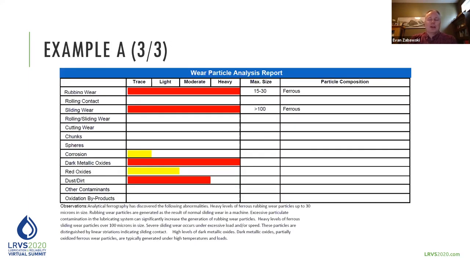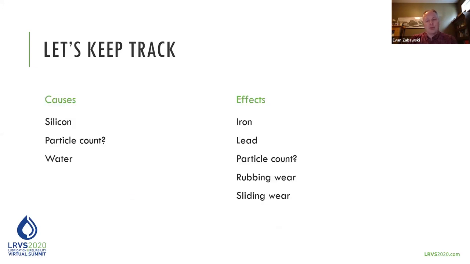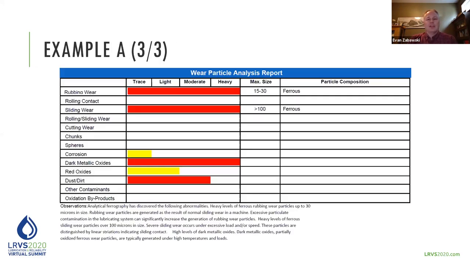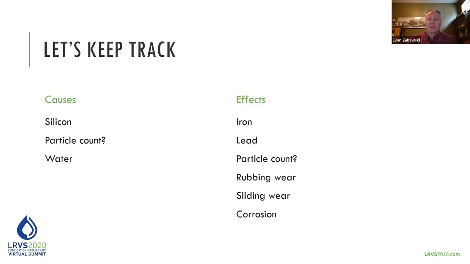Okay, next one, the first one was rubbing wear, second one sliding wear. Is it a cause or effect? Yeah, it's also an effect. So yes, we identify it, but we put it over here as an effect. Keep going down the list. You're going to see other things on here. So we've got corrosion, probably caused by the water. It's just an effect. So we'll throw it under the effect column.